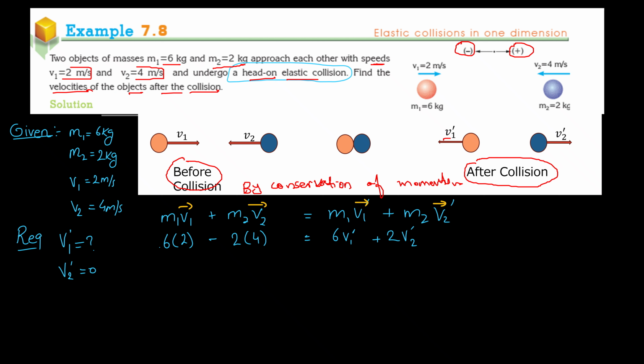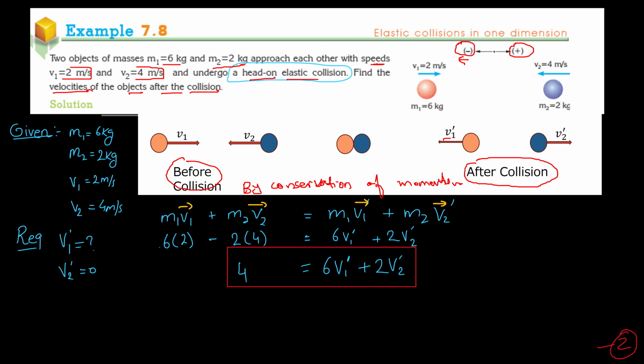We need to put vector signs on them. By putting the values we will get this relation, and we can rearrange it and get this side will be 4 because 12 minus 8 is 4, and we have a minus sign because the second ball is moving toward the negative side, and that's why we put a negative sign here. We don't know v1 prime and we don't know v2 prime, so we have this relationship and there are two unknown quantities, so it is not possible to solve with just one equation. So we need another equation to find one of the values.